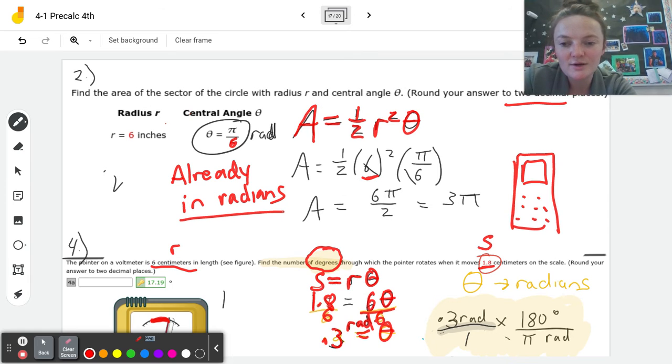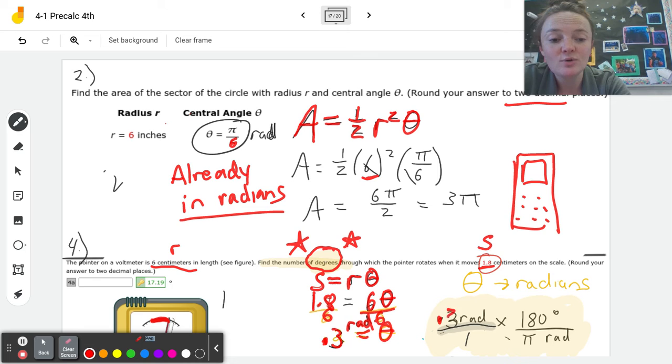That's just kind of how our equations are set up. And so because theta must be in radians, my answer here is in radians. But that's not what the question is asking for. The question says find the number of degrees. So what the question is asking you to do is take your answer that's in radians and convert it into degrees. So I want to know, how do I go from radians to degrees?